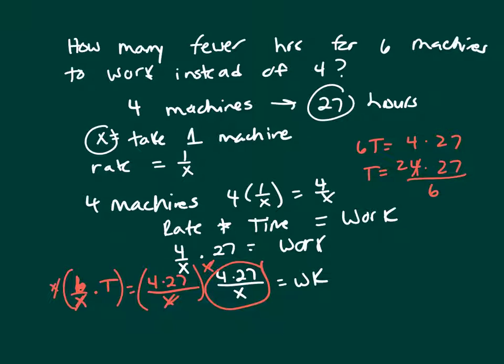2 goes into 4 twice. 2 goes into 6 3 times. 3 goes into 3 1 time. 3 goes into 27 9 times. So 9 times 2 is 18. So it takes 18 hours for all 6 machines. It took 27 hours for 4 machines. So 27 minus 18 is 9. So 9 fewer hours. That's your answer.